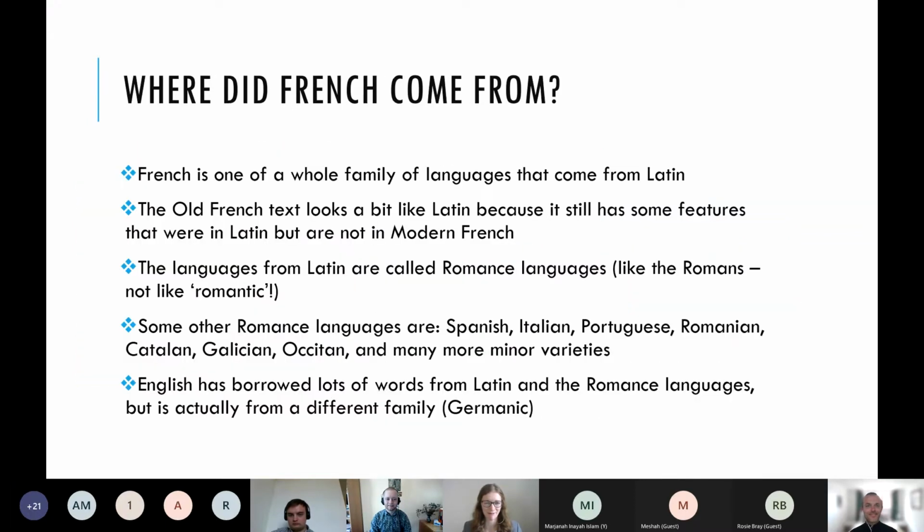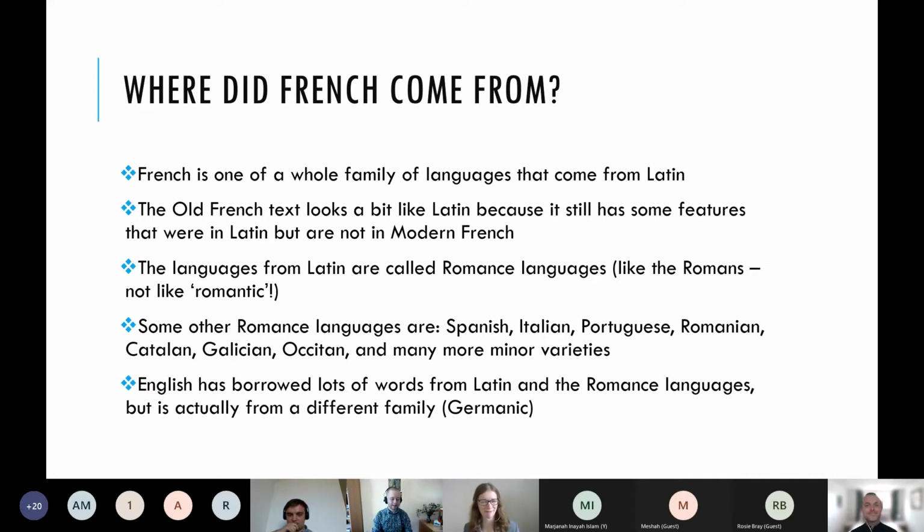Let's move on to the next one. So that might have got you thinking, where did French come from? And where did this old French originate from? French is one of a whole family of languages that come from Latin. So you might think the old French text looks a bit like Latin. That's because it still has some features that were in Latin, but aren't in modern French just because of the way that the language has developed. And we call all these languages from Latin the Romance languages. It's like the Romans. It's not like romantic, although maybe you think that these languages are romantic anyway.